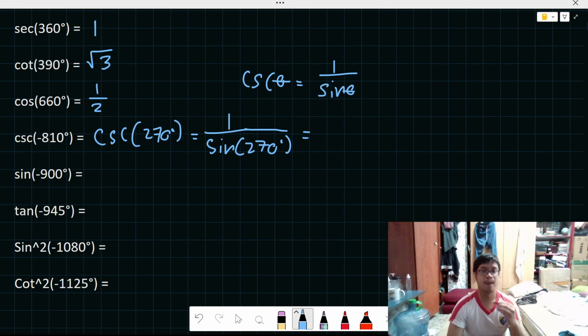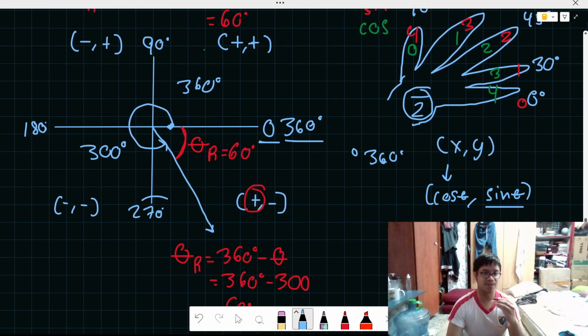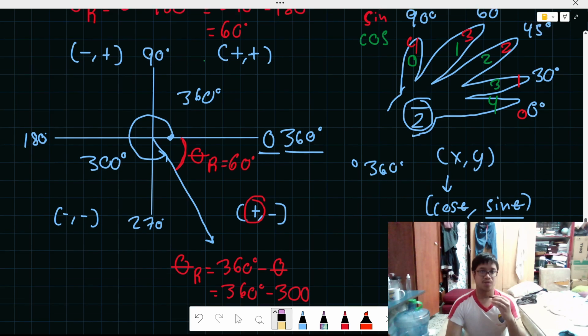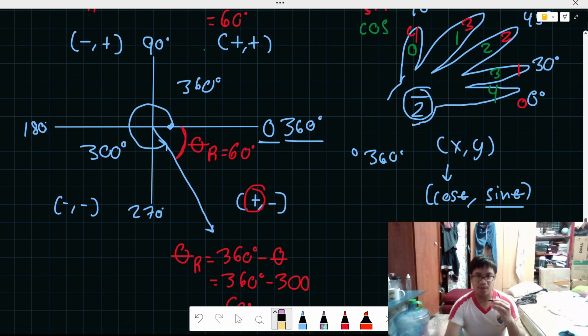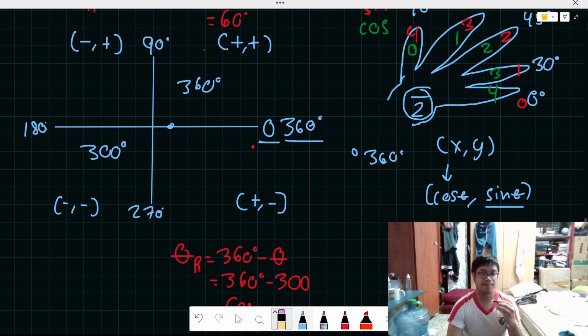Now here's the problem. What is the value of sine of 270 degrees? If you take a look at the graph, 270 is here. So that you're not confused, let me erase the writing here. In this graph, if it's a quadrantal angle, it's easy to get the values, because the values involved are either 1 or 0. Quadrantal angles are the angles at the axis: 0 degrees, 90 degrees, 180. These are your quadrantal angles.